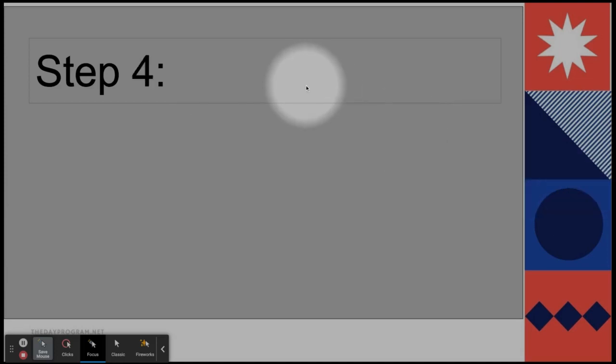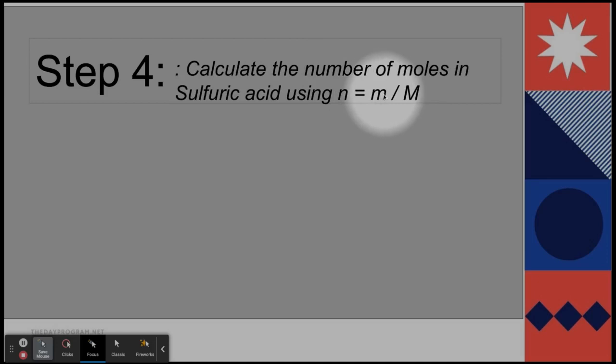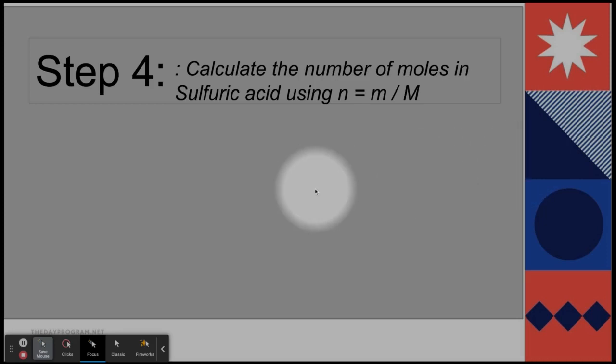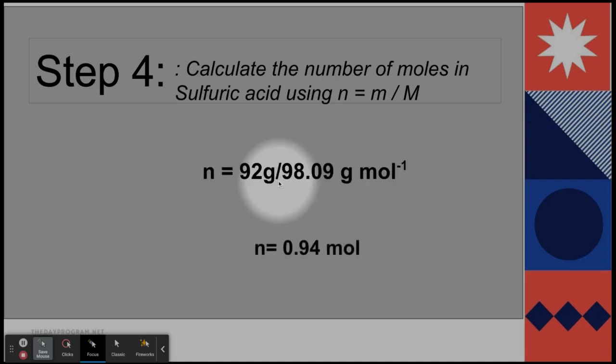And step number 4. We use this formula right here to find the number of moles. And remember that little m is for mass, which is given. Molar mass is what we just found in step number 3. We substitute the values in to arrive at our answer, final destination.